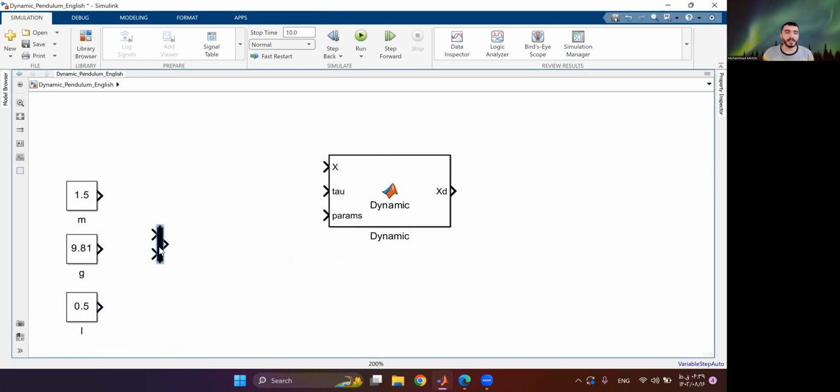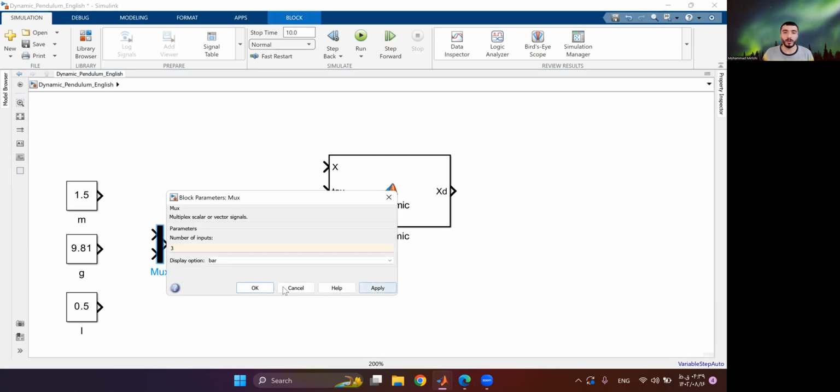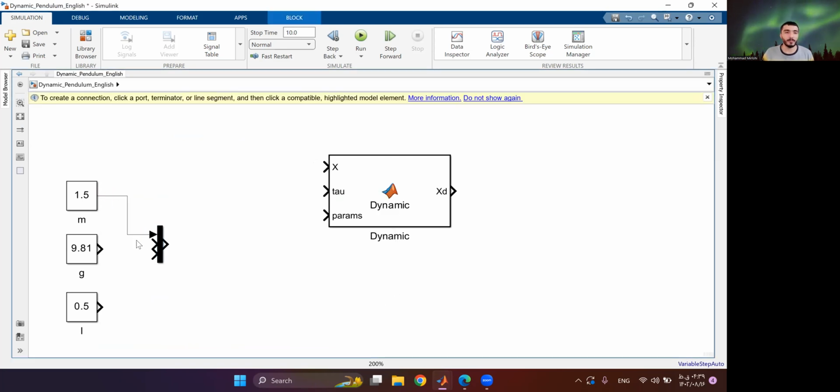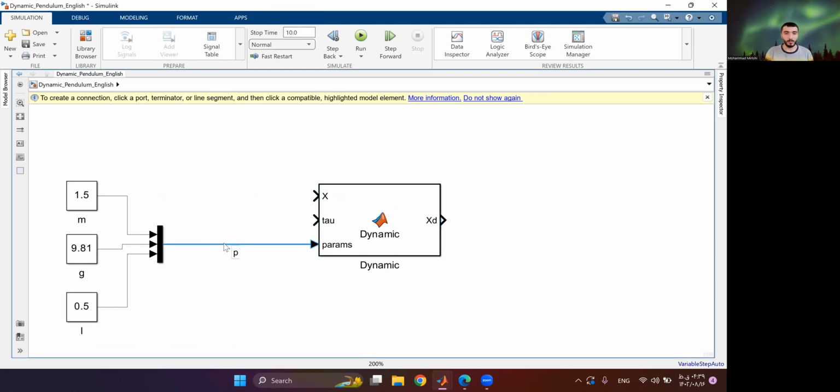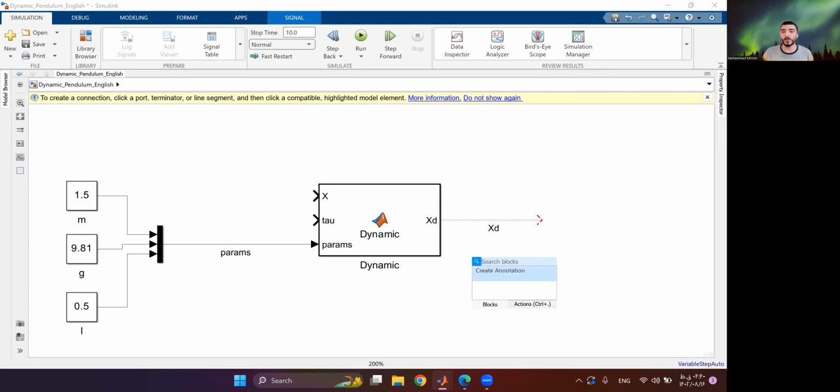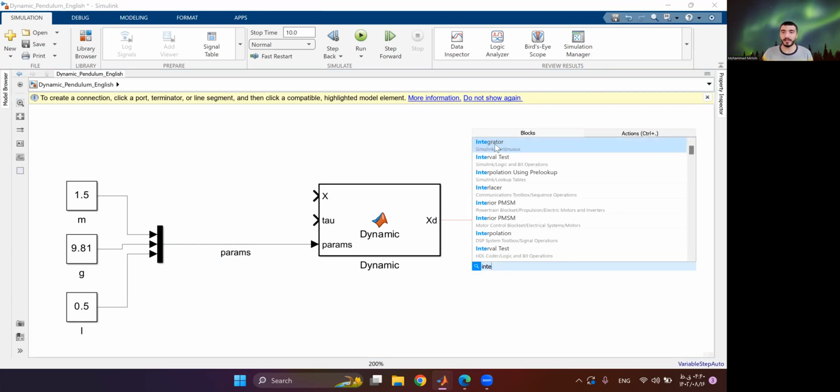I use mux to augment all of these three parameters into one signal, M, G, and L. And after that, this signal will be our params signal. The output of the MATLAB function is x dot. That is a vector. So we need to integrate.